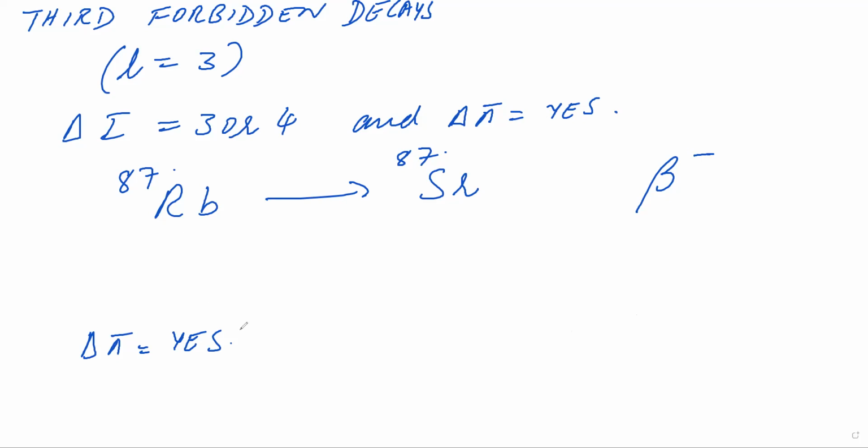Continue. Ma'am, negative to positive change ho rahi hai parity. Achha, negative to positive ho rahi hai aur delta I kya hai? L is equal to 3, ma'am. L is equal to 3, theek hai. Aur delta I? Ramin? Yes, ma'am.